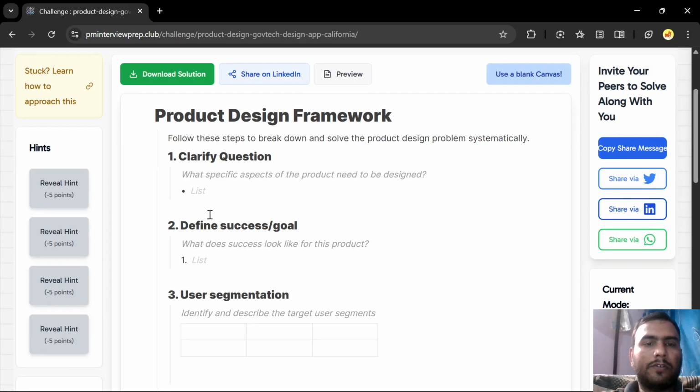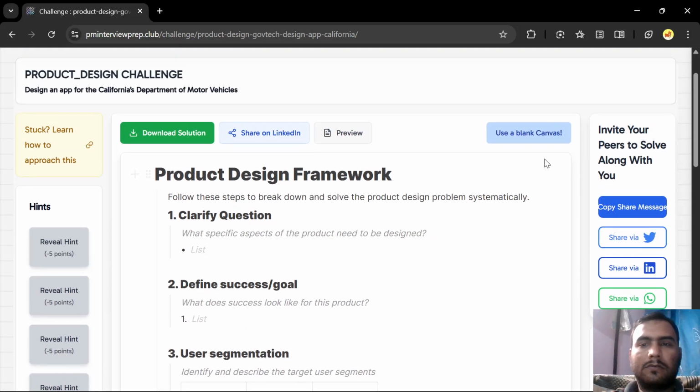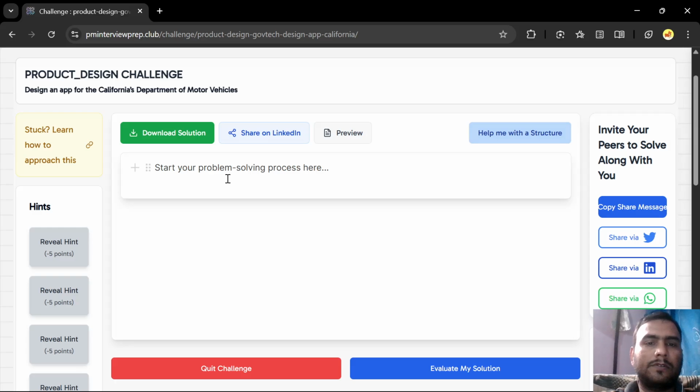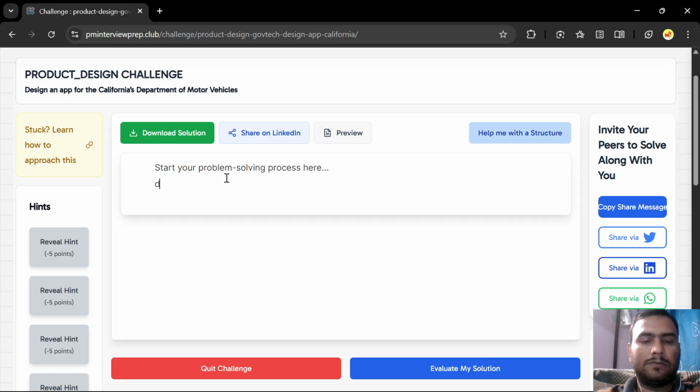So the question was, let's take a blank canvas. The question was: design a lunchbox for aliens. I hope it is visible. Yes, so the question was, design a lunchbox for aliens.